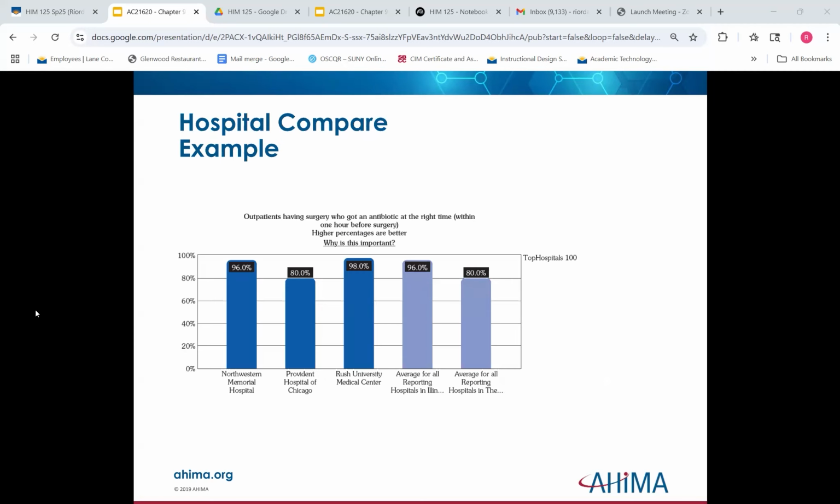Here's an example here. Outpatients having surgery got an antibiotic at the right time within 1 hour of surgery. Higher percentages are better. Of course, this is better because it prevents postoperative infections. And you can see a great deal of difference here between, say, Northwestern Memorial Hospital and Providence Hospital of Chicago, or between Rush University Hospital and Providence, and so on.